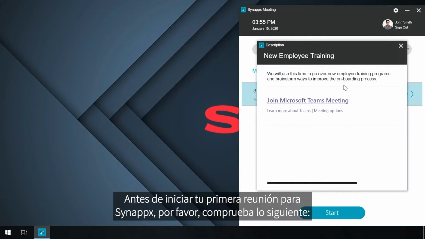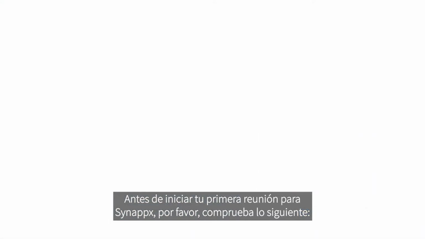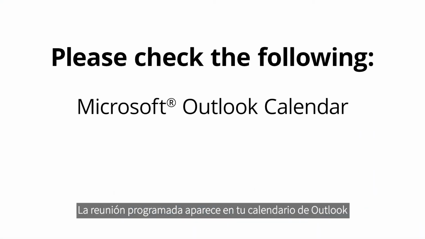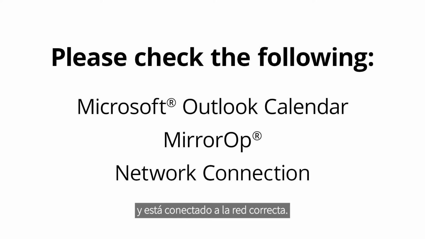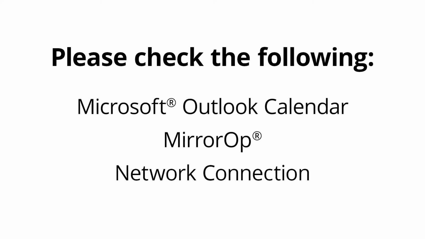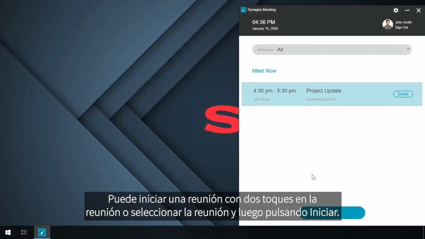Before launching your first Synappx-enabled meeting, please check the following. The scheduled meeting appears in your Outlook calendar. Your PC has Mira Op installed and is connected to the correct network. You can start a meeting by double-tapping the meeting or by selecting the meeting and then selecting Start.